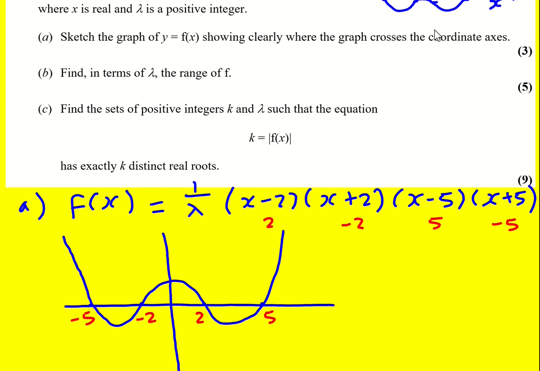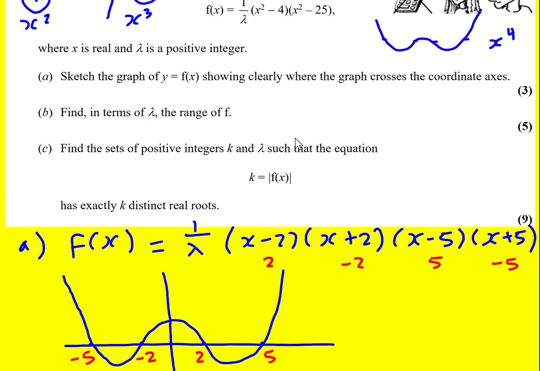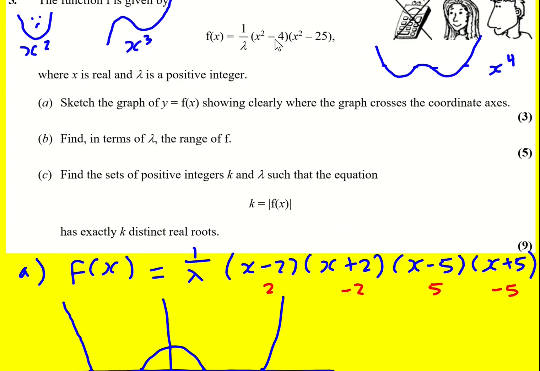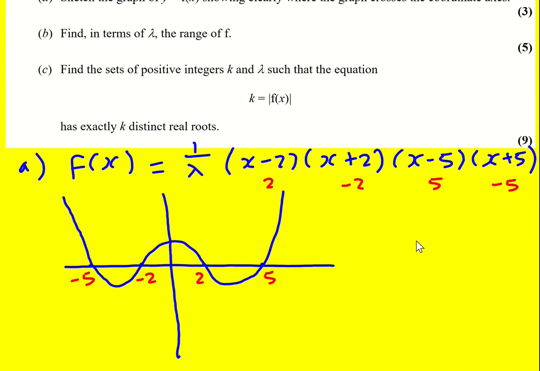And finally, we asked where it crosses the coordinate axis. I've not added this one on. So that would be, if I was to multiply the minus 4 and the minus 25 by 1 over lambda, we're going to get 100 over lambda. Okay, good start.